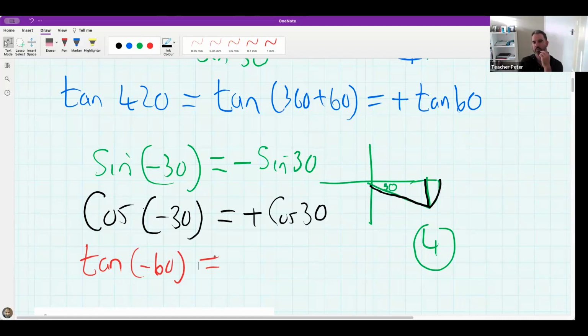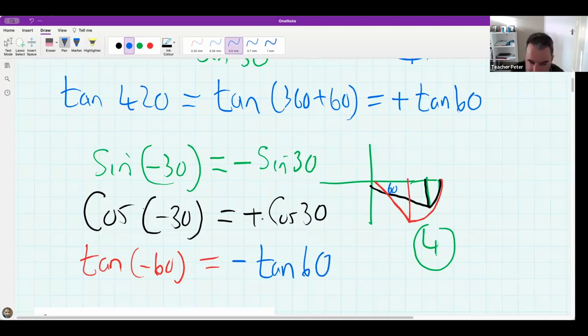So you need to think, where would that angle be? It's going to be in this quadrant. The triangle will look a little bit different, but the angle won't be 30 anymore, it will actually be 60. And in this quadrant, tan is negative. So this will be negative tan 60. Okay, so what are the skills that you need going forward?